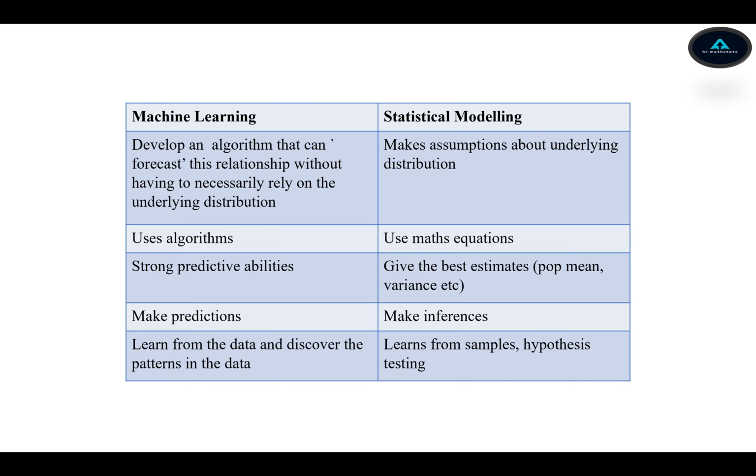And also in machine learning, we are using algorithms. But when it comes to statistical modeling, we are using mathematical equations. Most people say statistical modeling came from mathematics. However, when they refer to machine learning, they say it is a subfield of artificial intelligence, because machine learning has very strong predictive abilities. But when it comes to statistical modeling, we just want the best estimate. Say we're looking for an estimate of a population mean or a population variance.